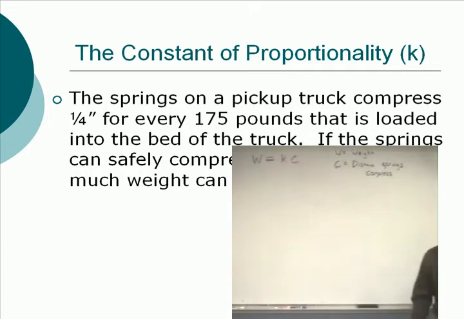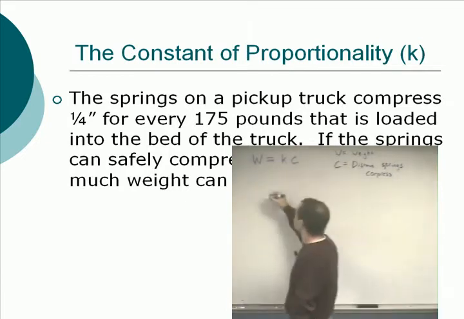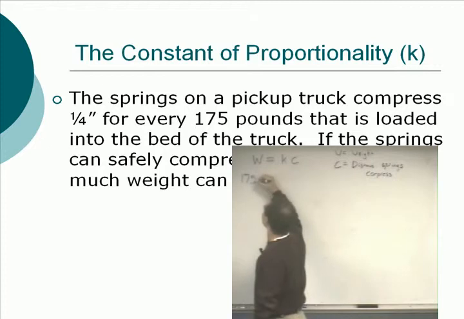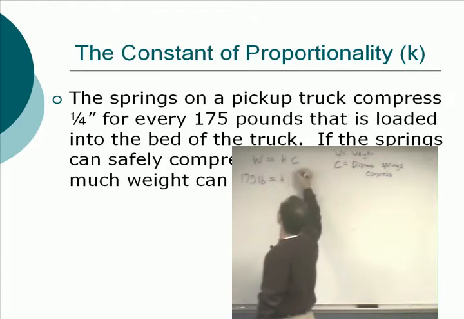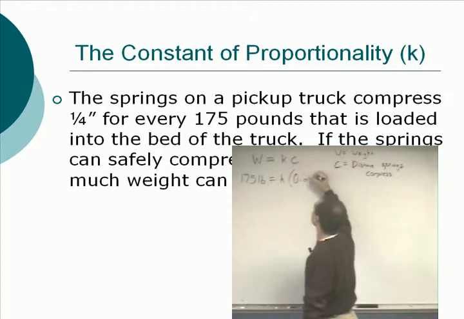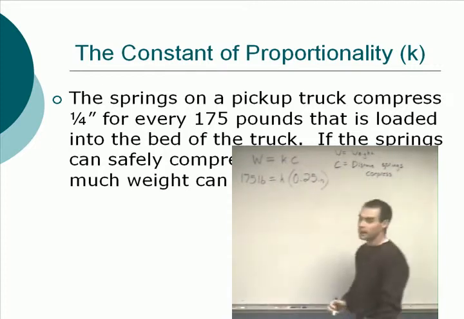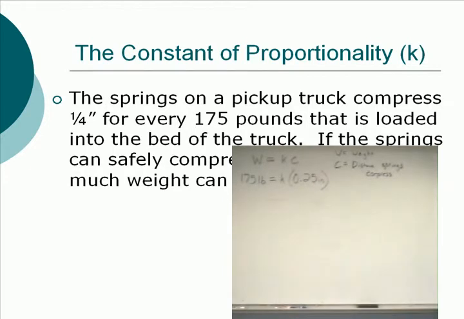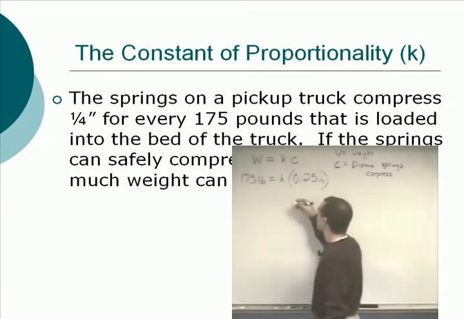Okay? Well, once you've got your relationship, now we just need to take one particular case that we know to figure out what the K value is, how those two are tied together. What circumstance do we know to be true? We know that it's a 1/4 inch for 175 pounds. So when our weight is 175 pounds, that's going to equal K times 1/4 inch, or 0.25 inches. Agree with that? Now we can find out what the K value is for these springs. Solve for K.